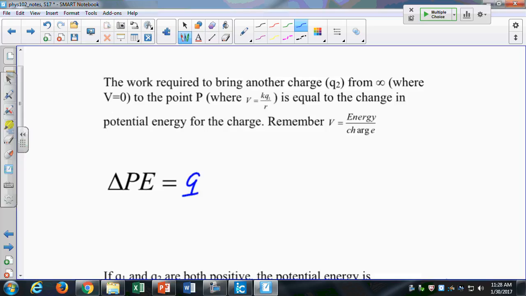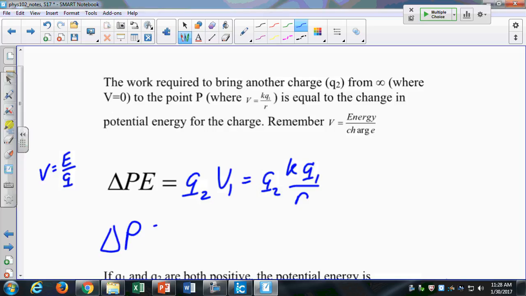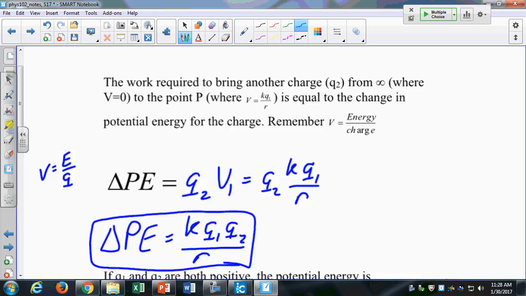Potential energy is equal to Q2 times V1, based on our basic idea that potential is energy over charge. So this is equal to Q2 K Q1 over R, where R is the distance between the two. And so I can rewrite this for delta PE, and this is on your equation sheet, as K Q1 Q2 over R. The potential energy contained in that configuration of charges is equal to that. And if I let them go, that's how much energy is going to go into kinetic energy.